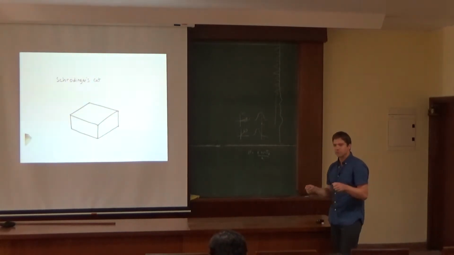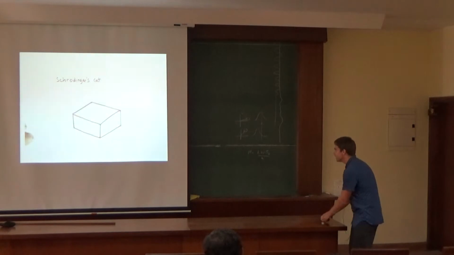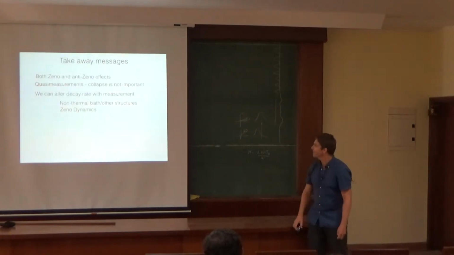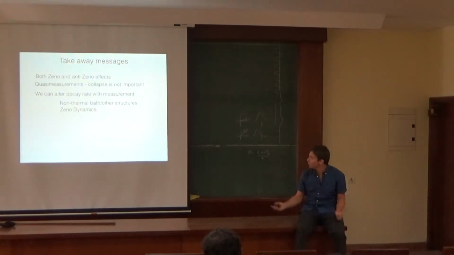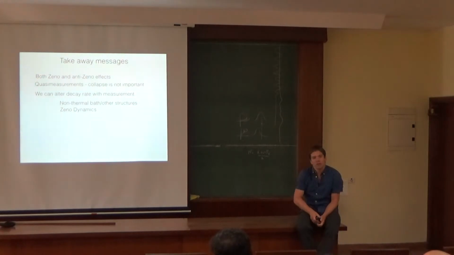In fact, all you have to do is shake the box. And that's enough to cause these Zeno effects to occur. So, say shake the box. All right. So the takeaway message is that we observe both of these effects, these quasi-measurements, and they show that collapse is not important. And the idea is that we can alter this decay process with measurement.